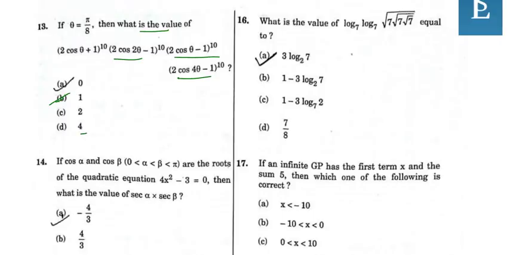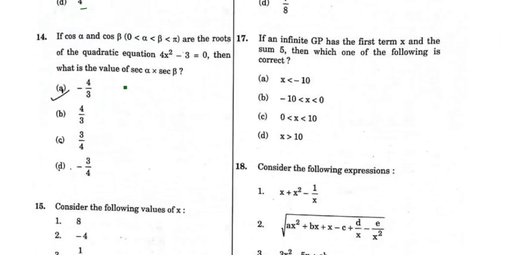Okay. Next question is, if cos alpha and cos beta, with alpha more than 0 and less than beta, and beta less than pi, are the roots of the quadratic equation 4x square minus 3 equal to 0, then what is the value of sec alpha into sec beta? You already know that you can solve it by cos alpha cos beta equal to minus 3 by 4. Just put that value over here and you will get the equation, and the final value is minus 4 by 3. So 14th is A.